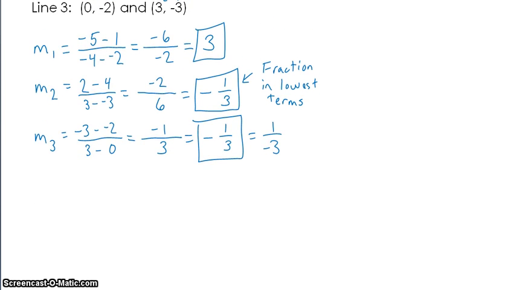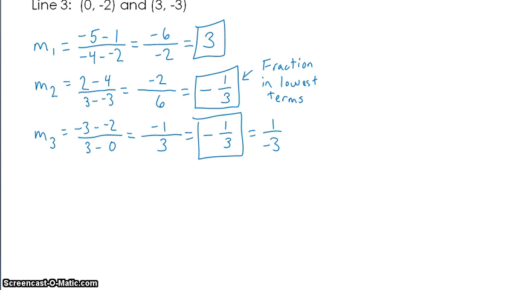Now I need to interpret what my slopes tell me. If you notice, the slopes for line 2 and line 3 are the same. That means that line 2 and line 3 are parallel. The symbol for parallel is 2 vertical lines. If you notice, the word parallel has the symbol for parallel in it.